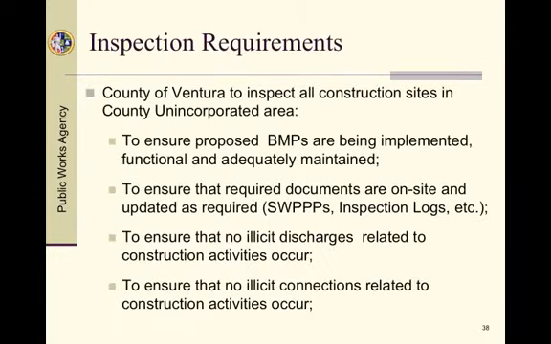County inspection requirements. The inspection requirements for the County of Ventura is to view all construction sites in the county unincorporated area to ensure proposed BMPs are being implemented, functional, and adequately maintained, to ensure that required documents are on site and updated as required. So if you do a construction inspection, you need to make sure that if the project's over an acre in size, that it has an SWPPP on site, as well as an SW2 for the county's local SWIP requirement. Any inspection logs, if there was rain, they need to have all those logs and everything on site available to any inspector.